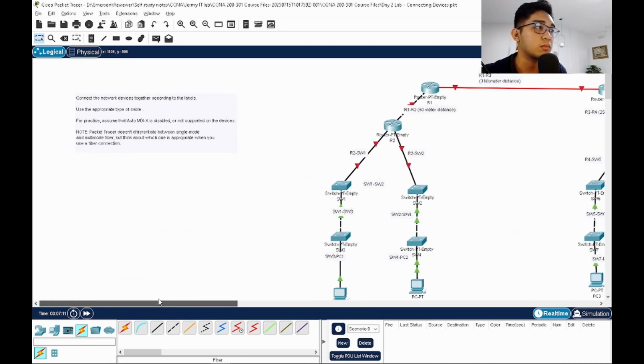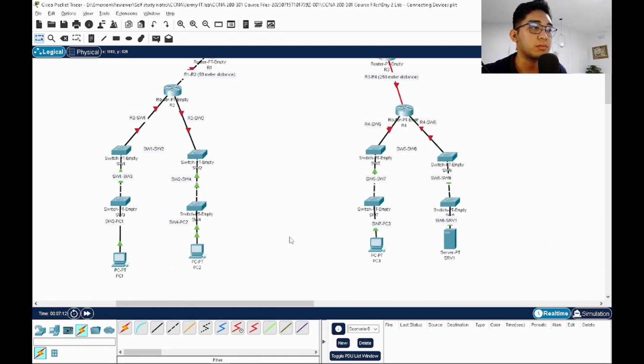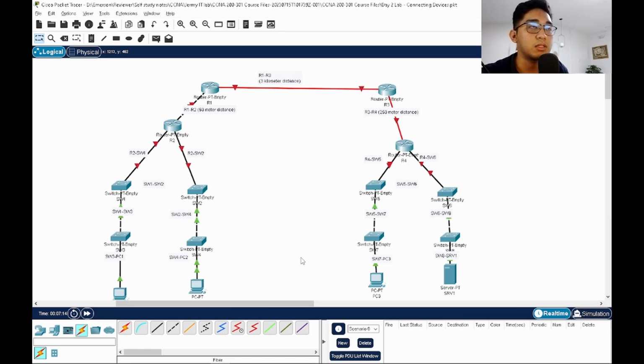So yeah, that's it. This is the day 2 lab, connecting devices.